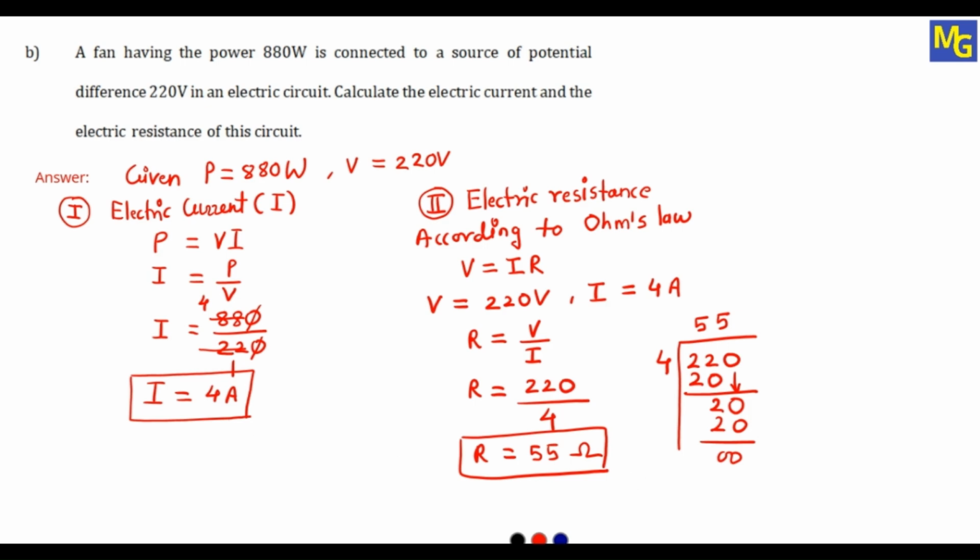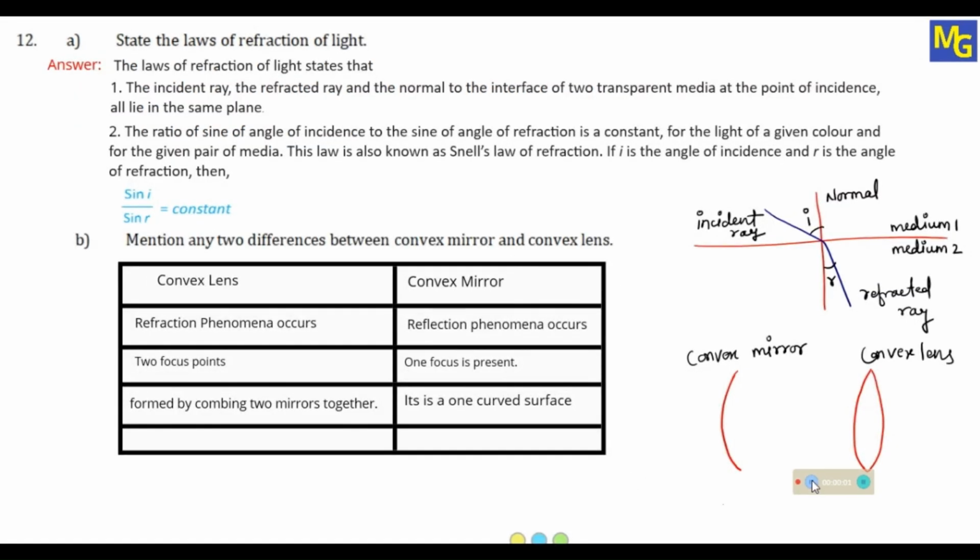We'll move with the next question. So now we'll see the next question, that is question number 12. Here it is divided into two parts, question A and question B. So we will start with question A. The question is, state the laws of refraction of light. So here you have to write laws of refraction of light. So there are two laws here.